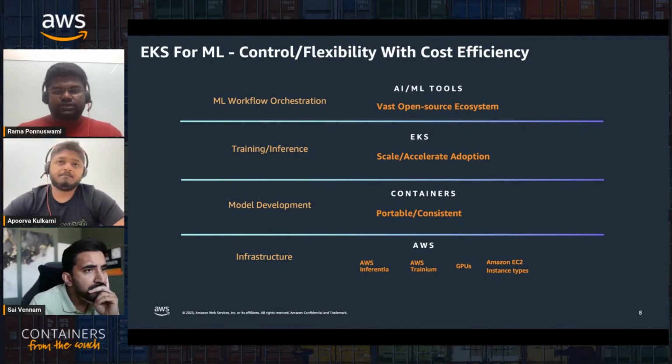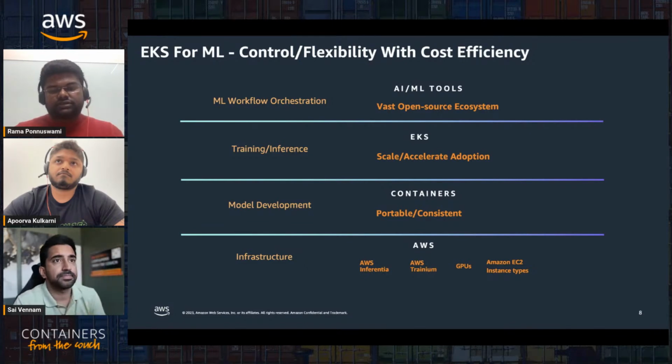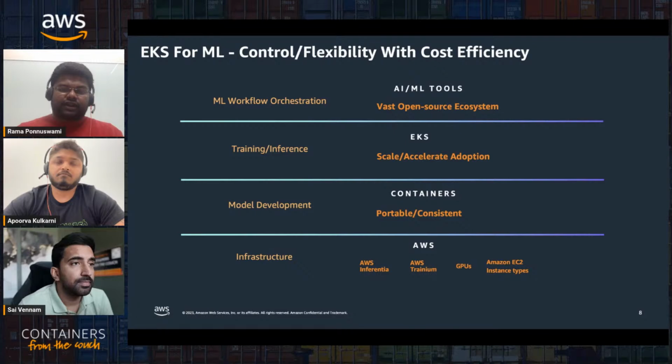When you're using EKS on AWS, you get a choice of different GPUs that you can use, ranging from purpose-built processors that AWS has developed, AWS Inferentia and AWS Trainium, or you could leverage NVIDIA GPUs and a variety of Amazon EC2 instance types to have cost effectiveness. Like you can use spot instances, you can leverage on-demand instances, and so on and so forth. All of this gives you flexibility.